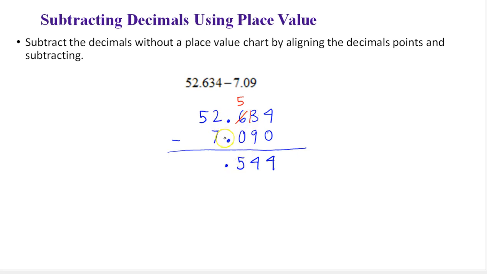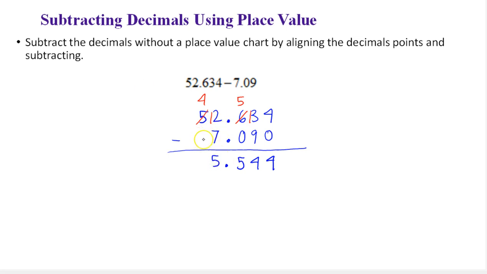Now we have 2 ones minus 7 ones. Well, we're going to need to borrow. So I'm going to borrow 1/10, and that is 10 ones. Now we have 12 ones in total. 12 minus 7 is 5.